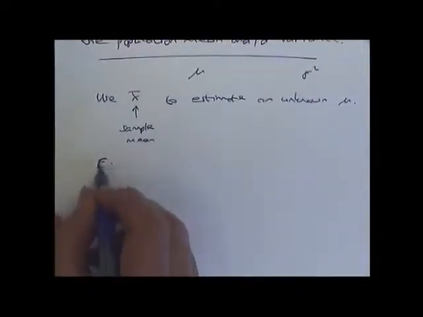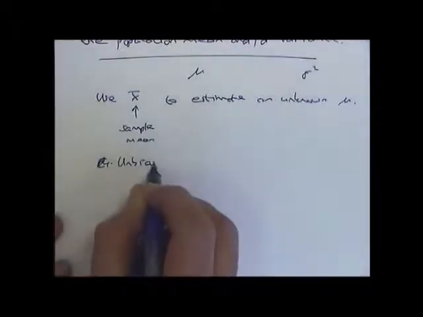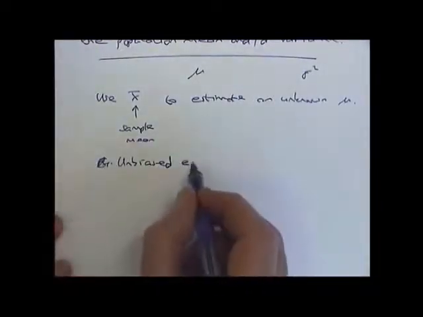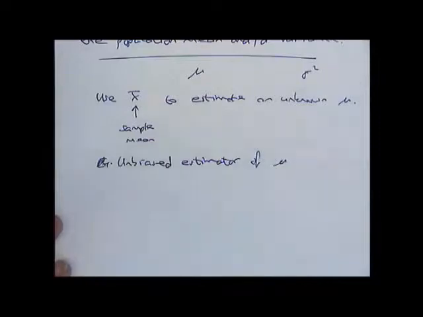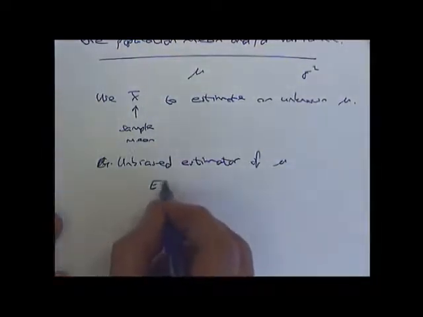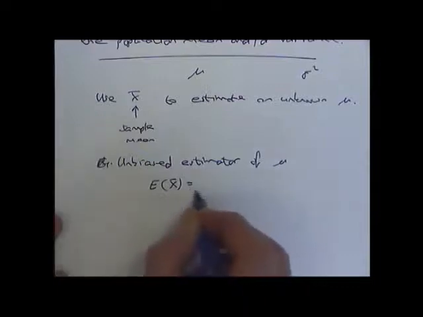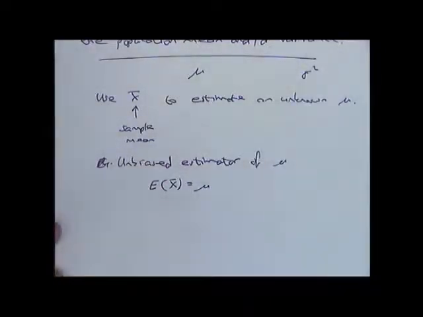And x bar here in this case is called an unbiased estimator. And I'll give you a definition of that in a minute. An unbiased estimator, because, and I think we did this before, the expected value of x bar is mu. In the long run, if you average x bar, you would get mu. And that's the definition of an unbiased estimator of something. If its expectation is the thing it's trying to estimate, it is an unbiased estimator. So x bar is an unbiased estimator for mu.